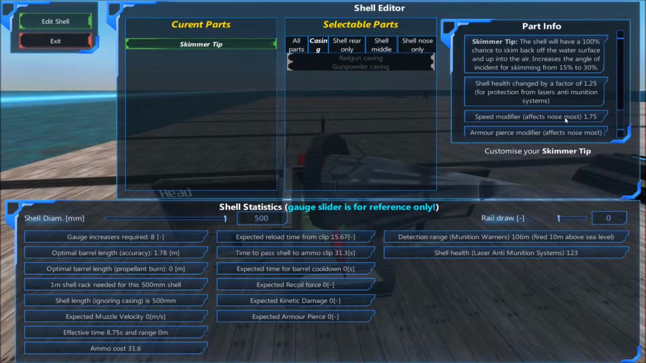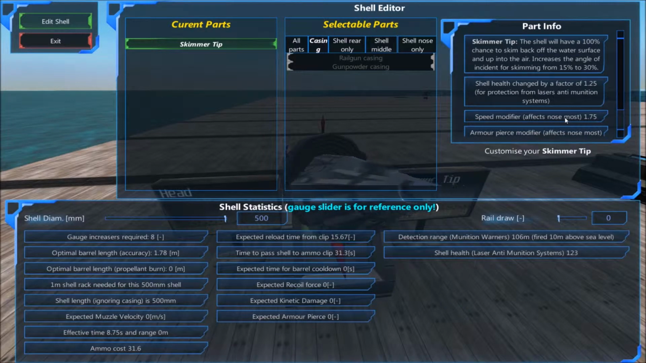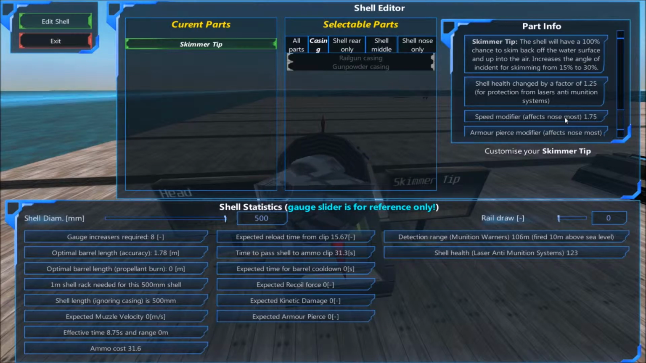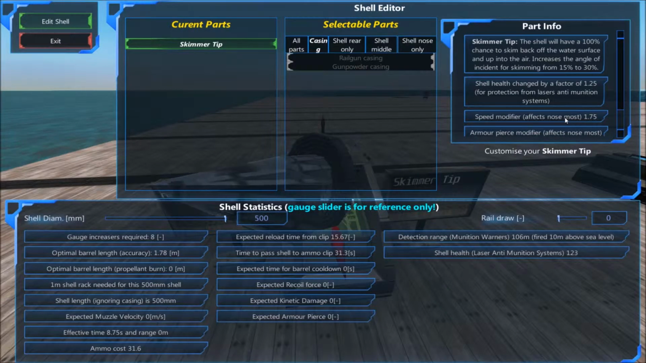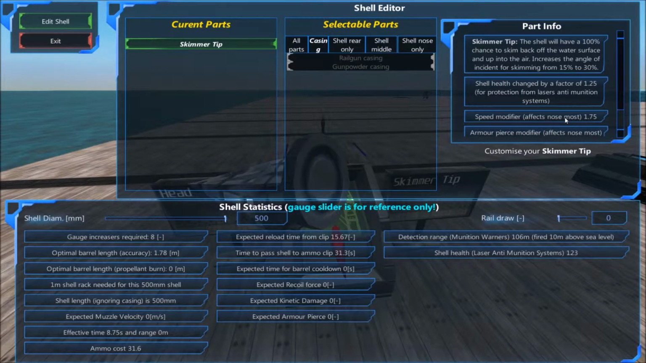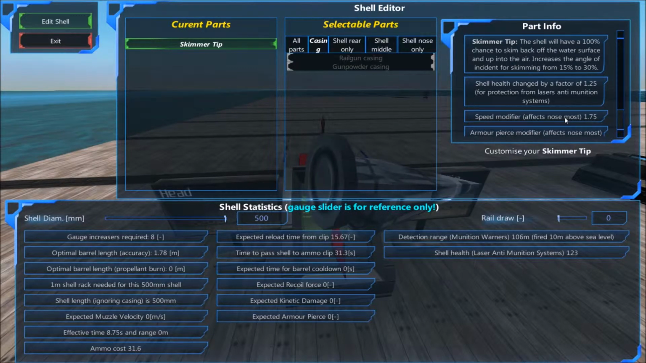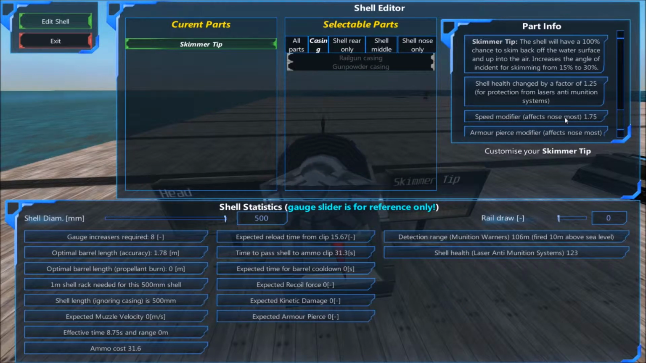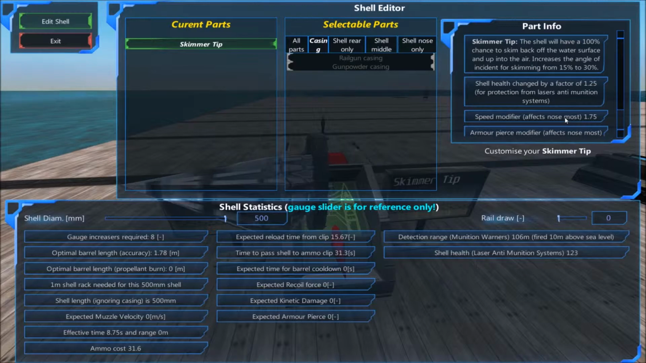So the niche use for the skimmer tip would be if you had a chemical shell. If you put a sabot head on a chemical shell, that's going to make your chemical shell only do 25% of the damage it does normally. But if you use the skimmer tip, you don't get that disadvantage. You don't get that 75% damage reduction. You get your full damage, but you also get a decent speed modifier.